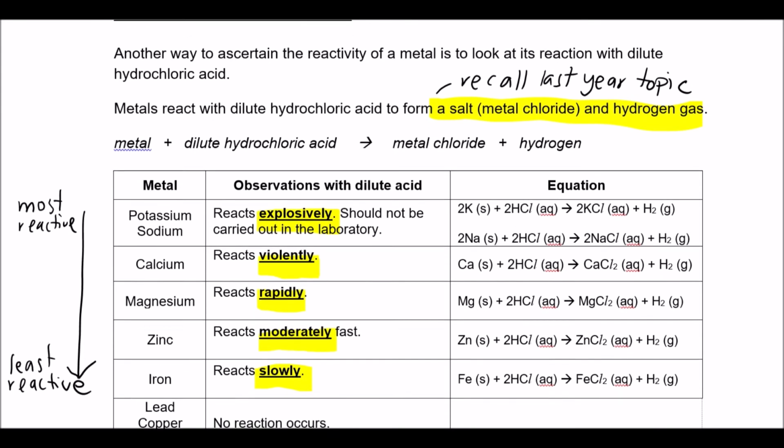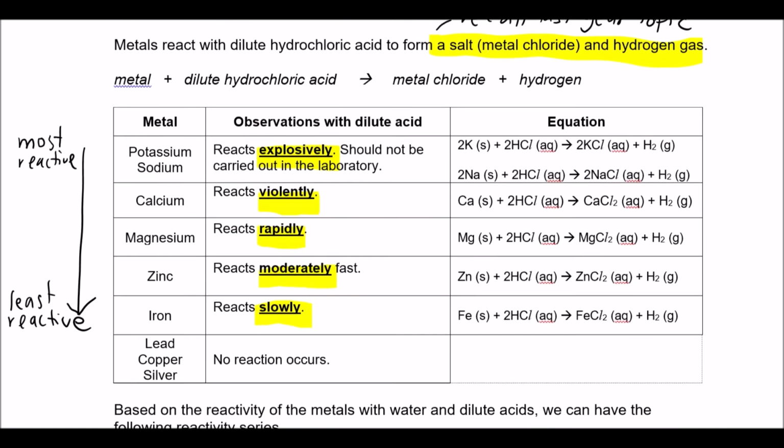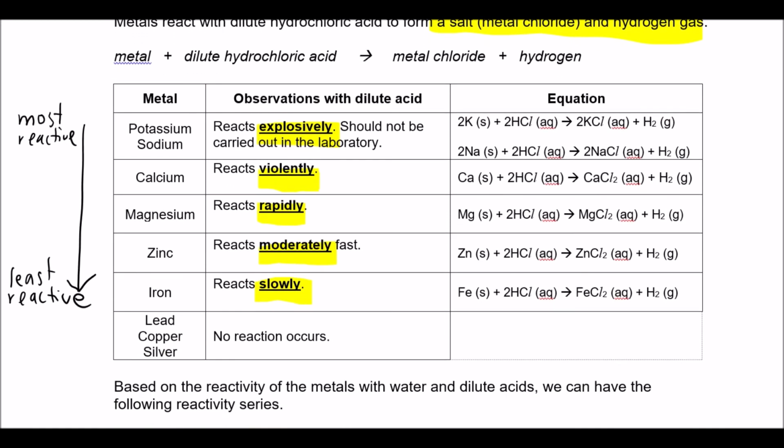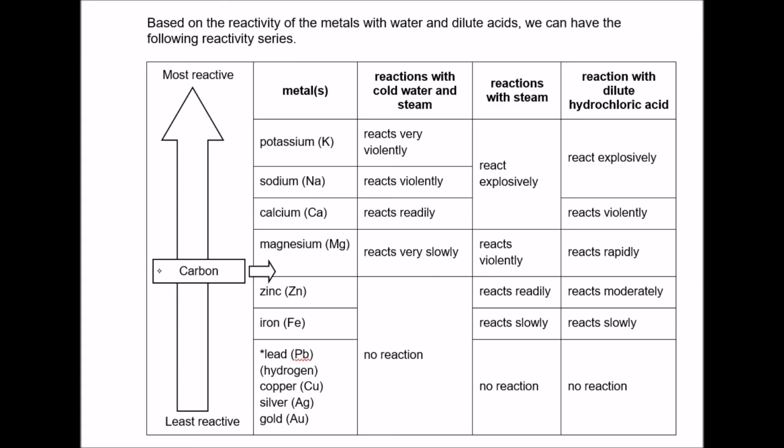Okay. Going down further, you'll see lead, copper, and silver. These three metals do not react with acid at all. Here we have the reactivity series with two non-metals inside, carbon and hydrogen. Why carbon and hydrogen are in the reactivity series, we'll see in our next lesson about extraction.